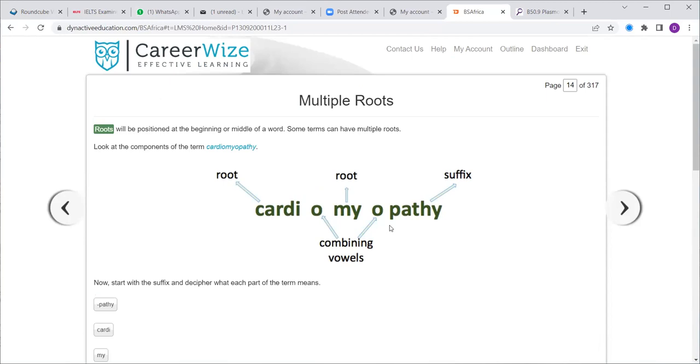Cardiomyopathy. Card or cardi means heart. O is a combining vowel. So when you see a medical term with two combining vowels, it's because we are joining three different things, two root words and a suffix. Now, the root word card means heart. My or myo means muscles. Pathy means a disease or a condition. So cardiomyopathy simply means a disease or condition involving the muscles in the heart.